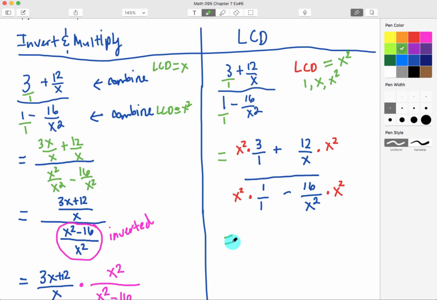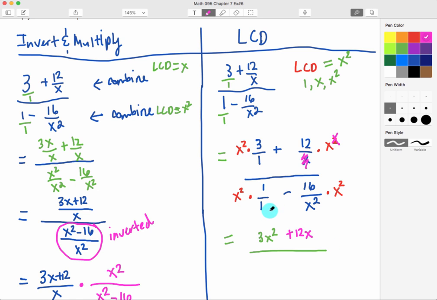So now let's simplify a little bit. X squared times 3 over 1. Let's put our fraction bar in there. X squared times 3 over 1, well, that's going to be 3x squared. On to the next fraction. 12 over x times x squared. So I can do some canceling here. An x will cancel with an x, so I'll get rid of the exponent and I'll get rid of the x on the bottom because they're canceling, and I'll end up with a plus 12x.